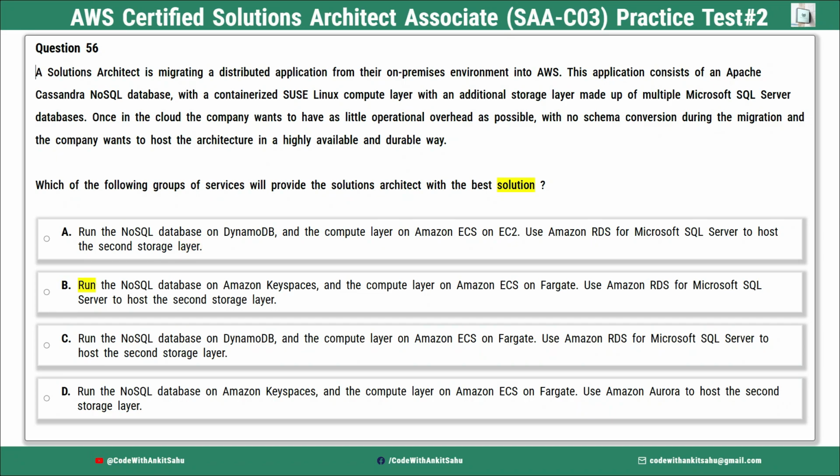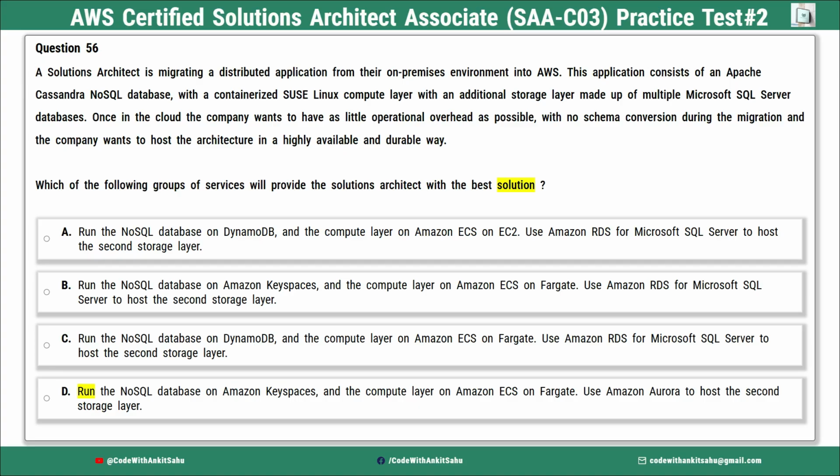Option B. Run the NoSQL database on Amazon Keyspaces, and the compute layer on Amazon ECS on Fargate. Use Amazon RDS for Microsoft SQL Server to host the second storage layer. Option C. Run the NoSQL database on DynamoDB, and the compute layer on Amazon ECS on Fargate. Use Amazon RDS for Microsoft SQL Server to host the second storage layer.